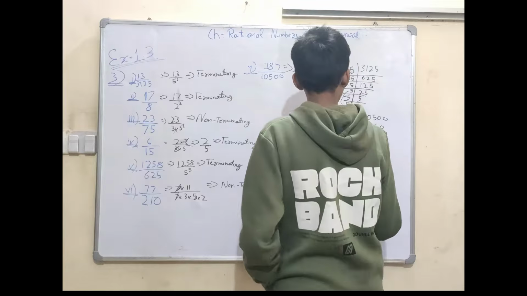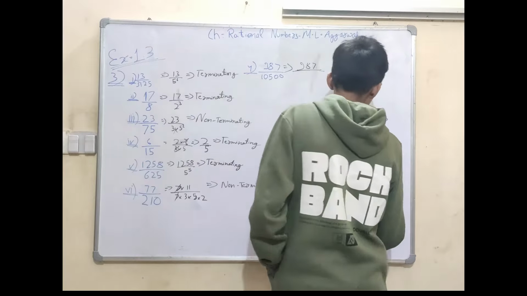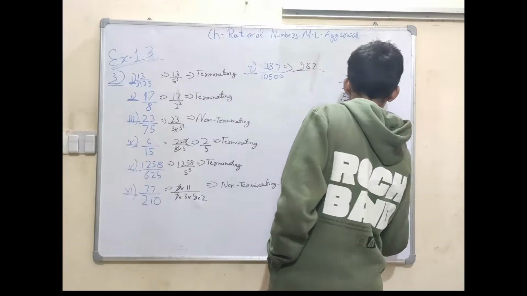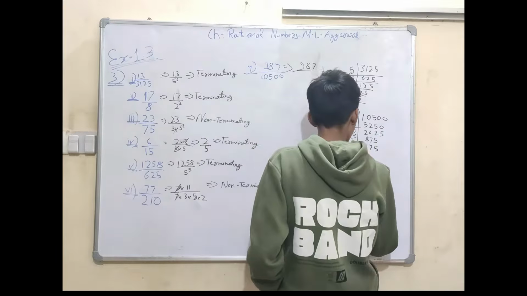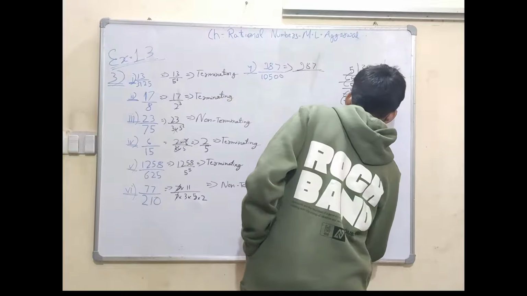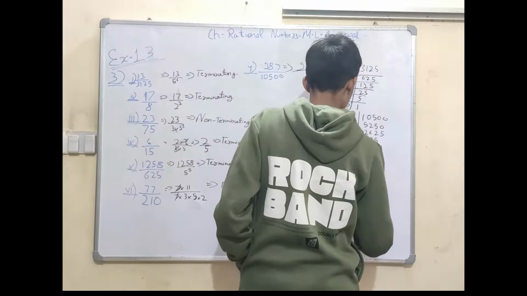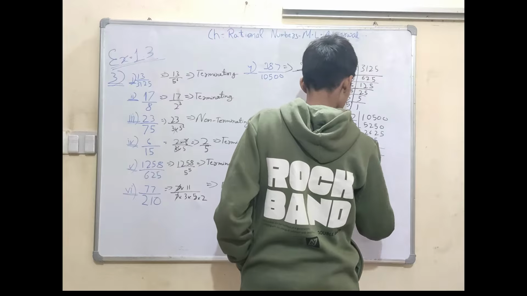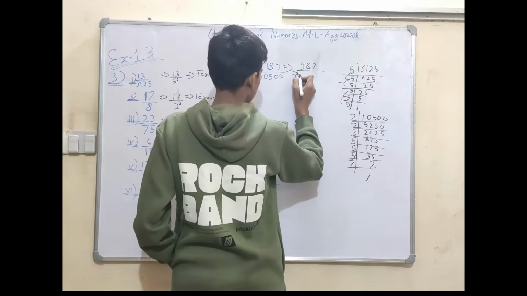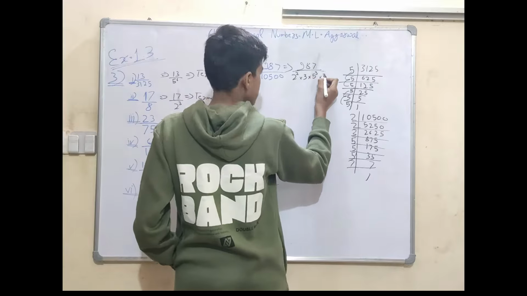So it's not divisible by 3. We will try by 5. 875 divided by 5 gives 175. 175 divided by 5 we get 35. Again divided by 5, we get 7. Divided by 7, we get 1. So we have got 2 to the power 2, 3, 5 to the power 3 and 7.